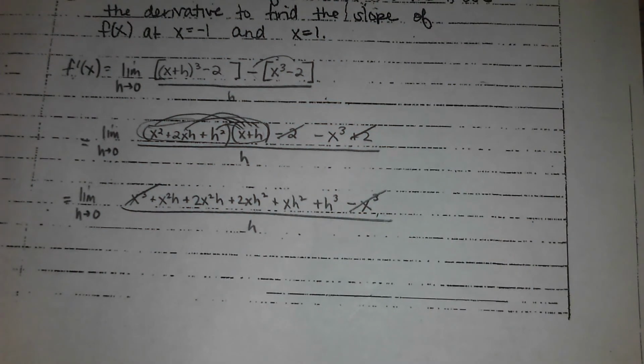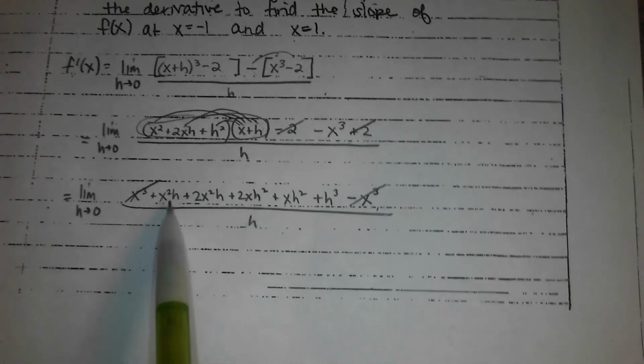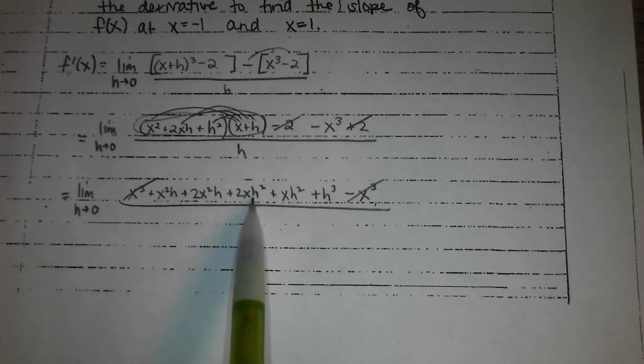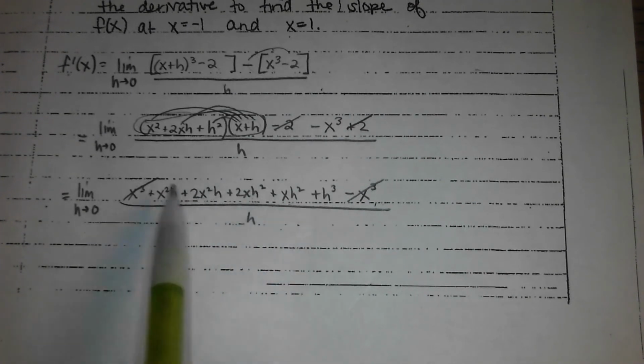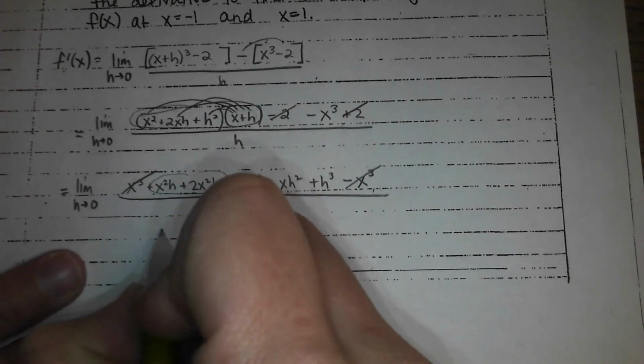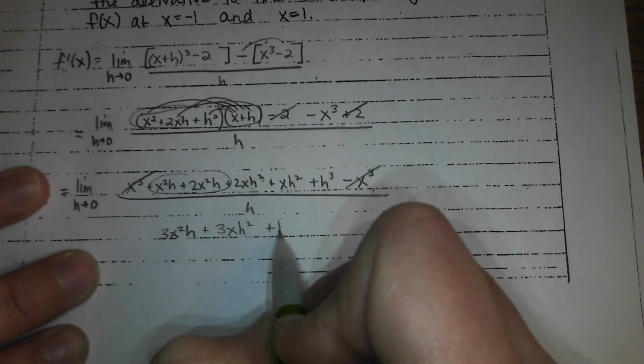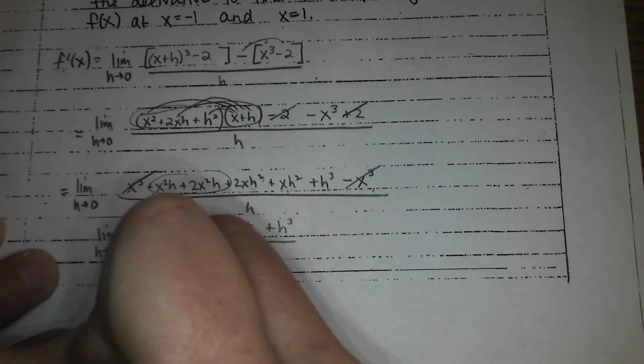And then when we simplify that, the x cubed minus x cubed cancels. Nothing else cancels, but things combine here. So x squared h, and then I have 2x squared h's. Any more x squared h's? No, no, no. So that's 3 of those total. And then I have xh squared, 2 of them, and then another one of them, xh squared. So that's 3 of those. And then I have an h cubed, all divided by h.